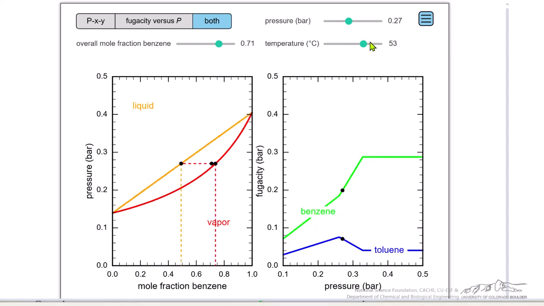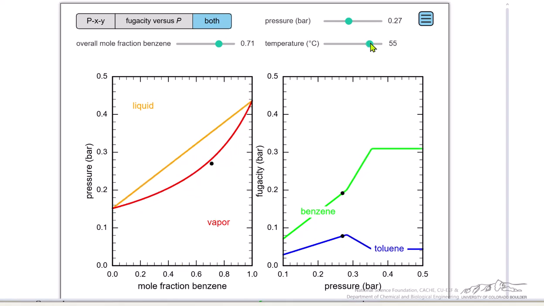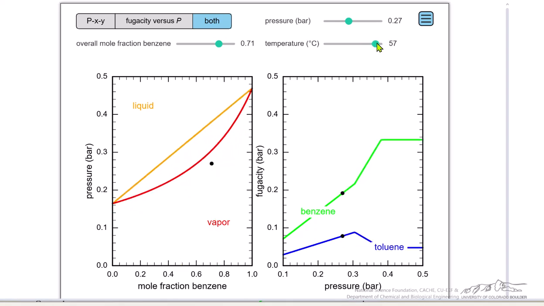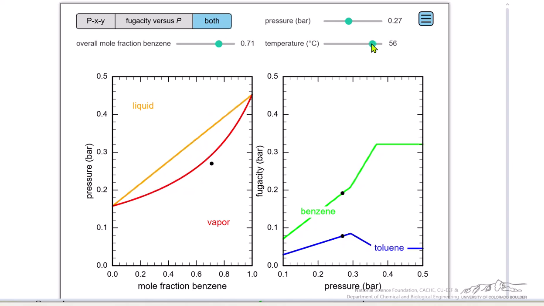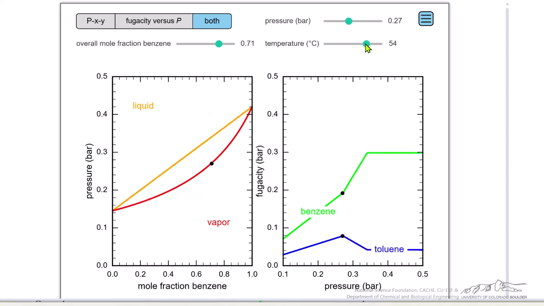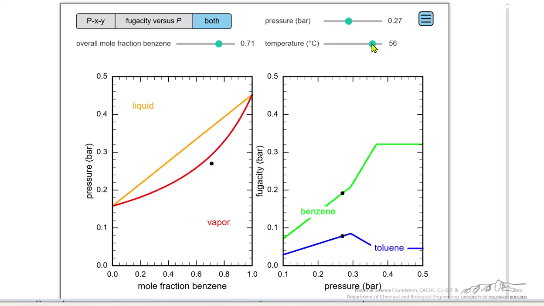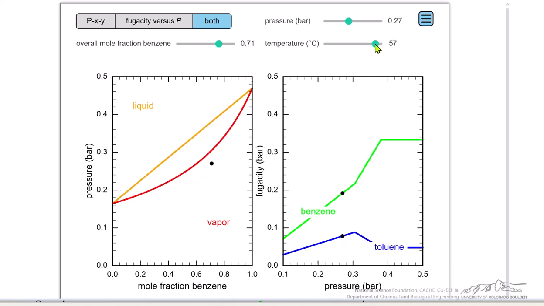So if we look at changing the temperature, and we can move out of that two-phase region in the vapor phase, but notice these two components, the fugacity is not changing. That black dot indicating fugacity is not moved because changing the pressure changes fugacities, but changing the temperature is not changing fugacities.